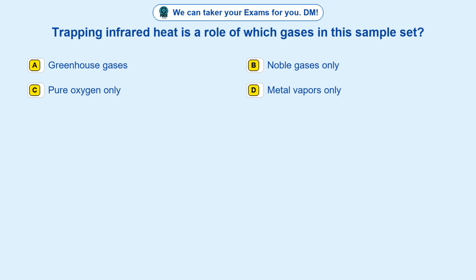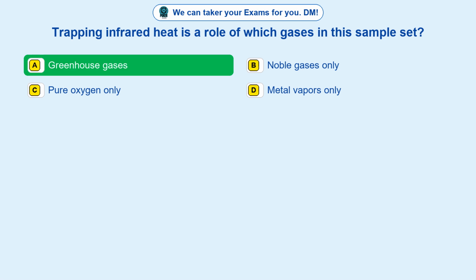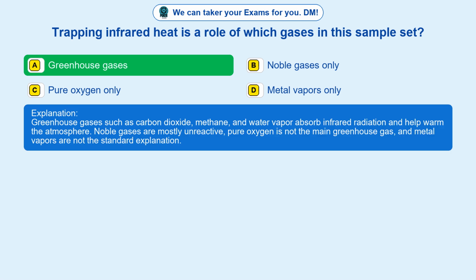Question 88. Trapping infrared heat is a role of which gases in the sample set? Option A, greenhouse gases. Option B, noble gases only. Option C, pure oxygen only. Option D, metal vapors only. The correct answer is option A. Greenhouse gases. Greenhouse gases such as carbon dioxide, methane, and water vapor absorb infrared radiation and help warm the atmosphere. Noble gases are mostly unreactive, pure oxygen is not the main greenhouse gas, and metal vapors are not the standard explanation.